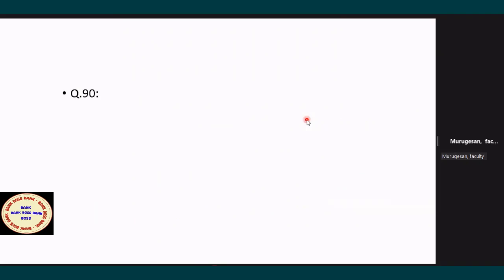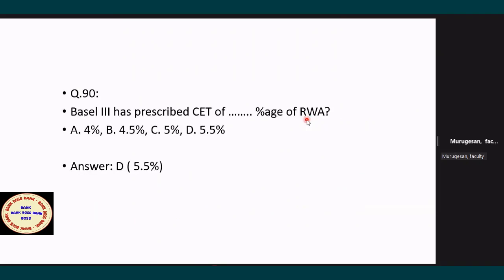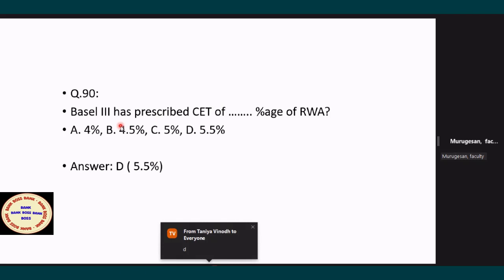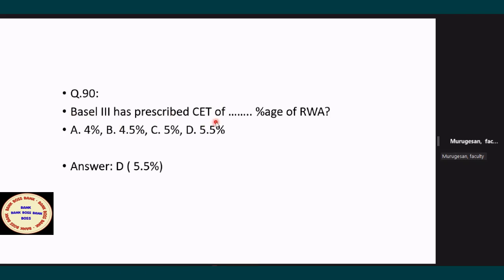Now question number 80. Basel 3, CET. This is a balance sheet question, but Basel 3 takes care of risk management, balance sheet management, treasury management, everything. So here, the prescribed CET should be what percentage of total RWA? Total RWA means credit risk, operational risk, market risk. That is the minimum to be achieved by the banker.